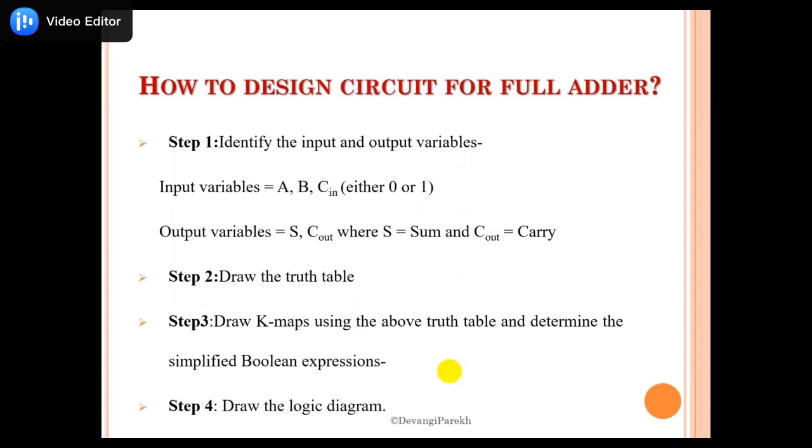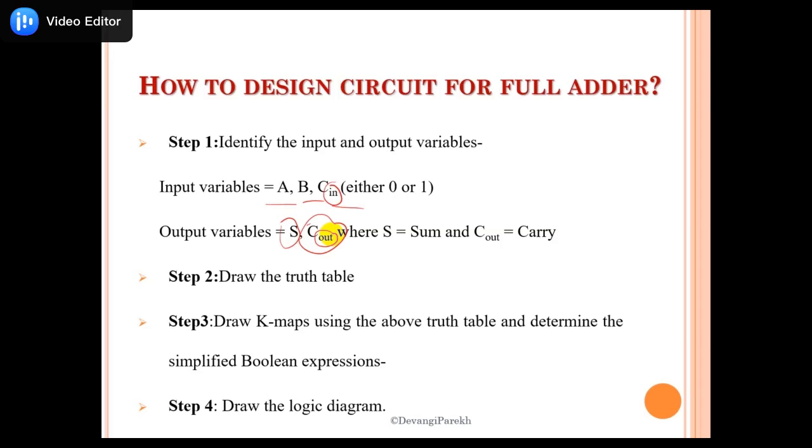Our first step is to identify how many inputs and outputs there are. So in full adder there are 3 inputs: A, B and C, and it will produce 2 outputs: S and C. Here C is in both input and output. So to differentiate them, for the input we are going to write C in, and for the output we are going to write C out. So the first step is to identify inputs and outputs.